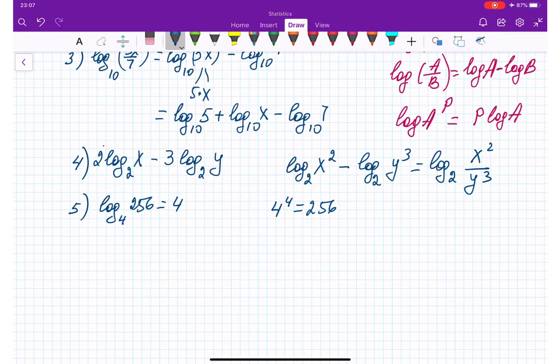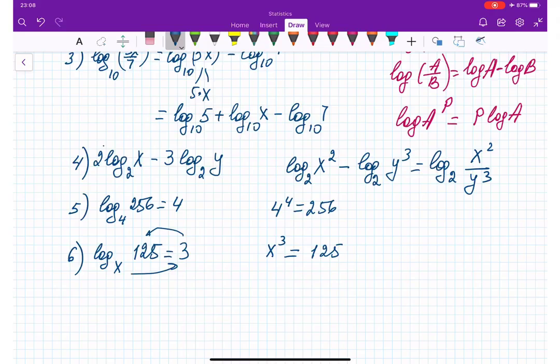Question number 6. Logarithm 125 by base x is equal 3. Again, converting. Oh, here we need to solve the equation, because we have x. Okay, how are we going to solve? Using exponential form, which will be x to power 3 is equal 125. Let's write down: x to power 3 is equal 125.